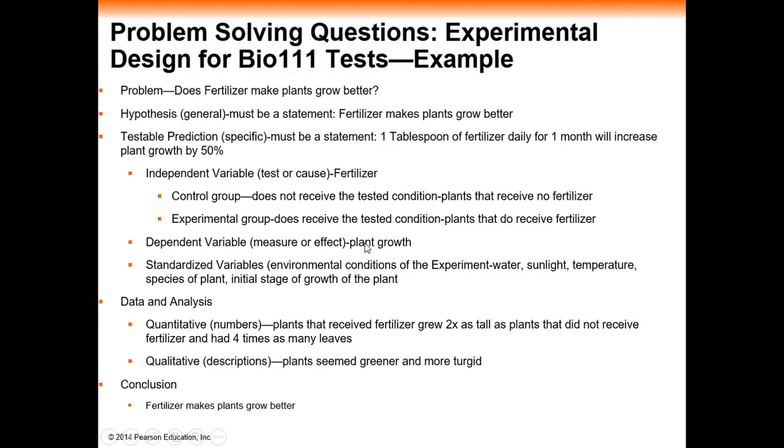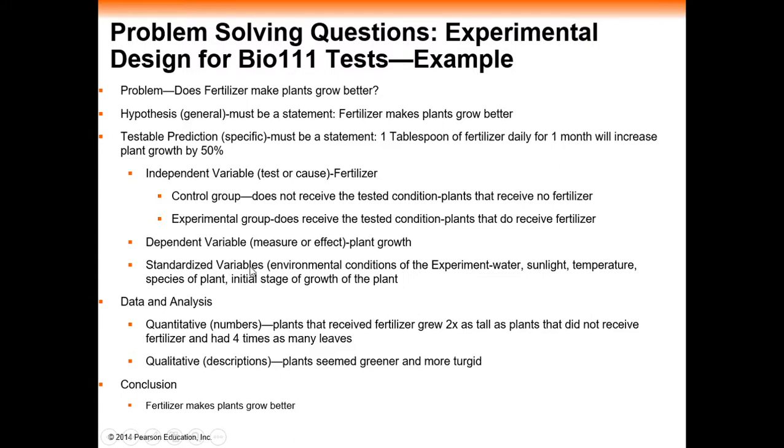Again, to make sure that this effect on plant growth is only due to fertilizer, we need two things. We need a control group and an experimental group, where one group receives the test, the fertilizer, and the other group, the control group, does not receive fertilizer. And the second thing that we need to make sure that the effect that we see is only due to fertilizer, our independent variable, is standardized variables set the same between those two groups.